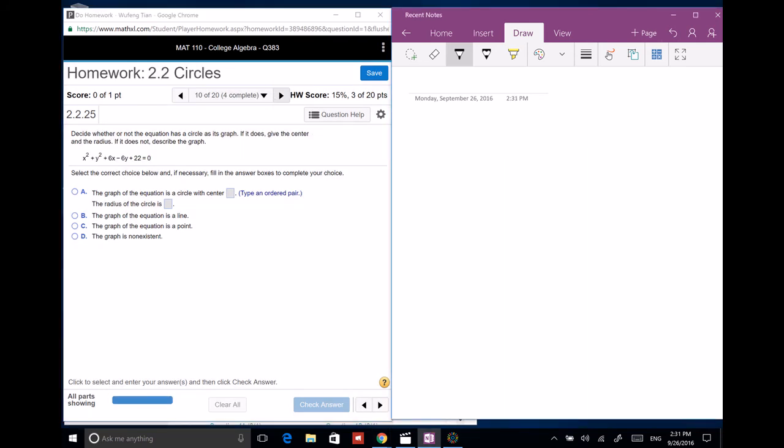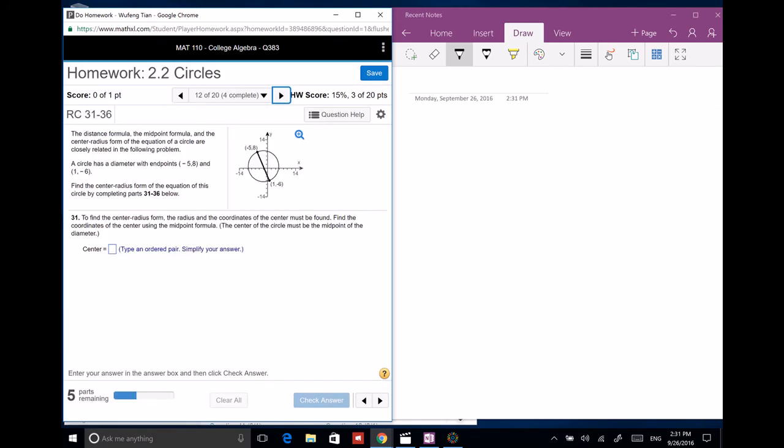Number 10, I'll skip that. It's pretty much a similar question. Number 11 is very similar. Okay, number 12. Let's see what it says. Numbers 31 to 36 seem like they have a lot of questions.